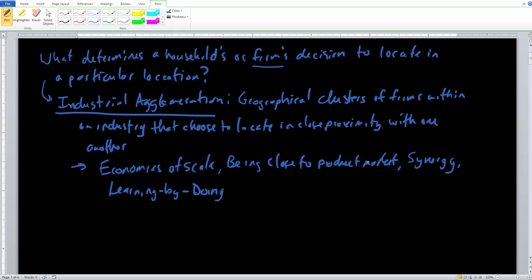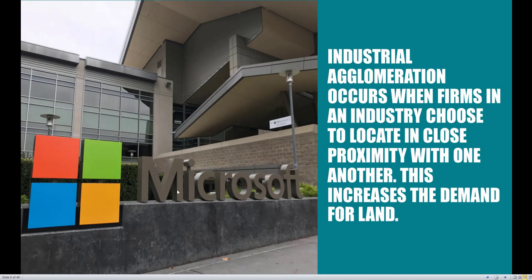So here, basically, we see industrial agglomeration happening on a firm basis, and there are a lot of different reasons why they may want to do so. But if we want to break it down a little bit more, this would also be a part of the household's decision, where like-minded people, like-minded cultures, and families tend to congregate near one another for this reason. And in terms of industrial agglomeration, like we said, this occurs when firms in an industry choose to locate in close proximity with one another, and this is going to have the innate ability of increasing the demand for land, which increases the prices that they need to pay in order to utilize it.